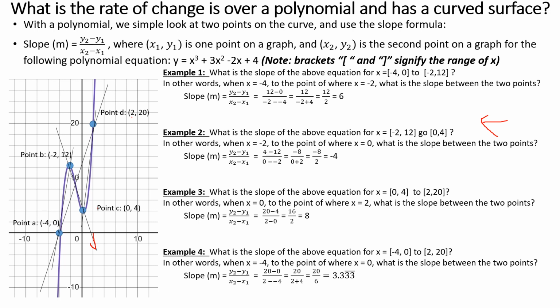The third one, which is going from 0, 4 to 2, 20, has a very high slope. That is 20 minus 4, which is 16, over 2 minus 0, which is 2. 16 over 2 is 8. And then when I take the final slope from point A to point D, the very first point to the very last point, 20 minus 0 is 20. 2 minus -4, same as 2 plus 4, which is 6. 20 over 6 is 3.333.